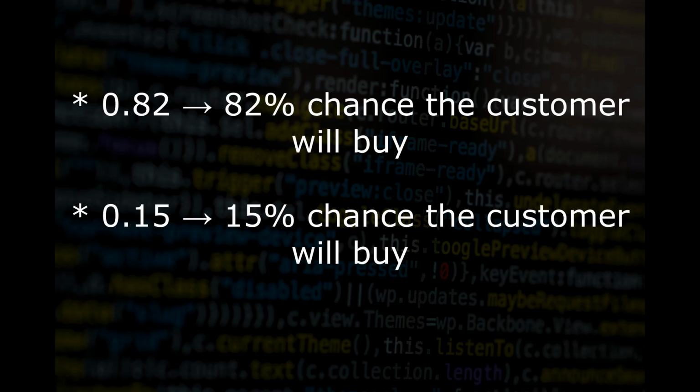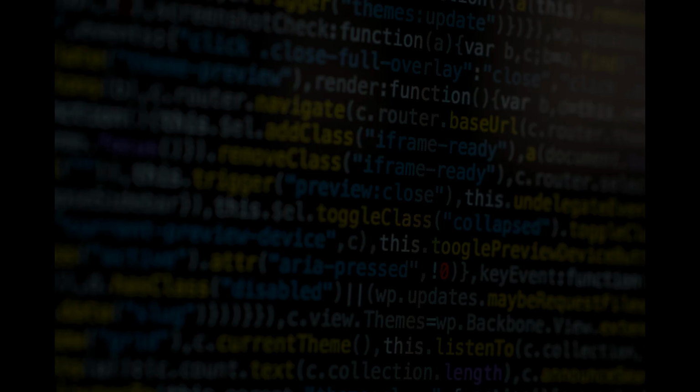Then we apply a simple rule. If the probability is above a threshold, then yes. If it's below, then the answer is no. So the final output is not the number. The final output is the class. That's why logistic regression belongs to classification and not regression.